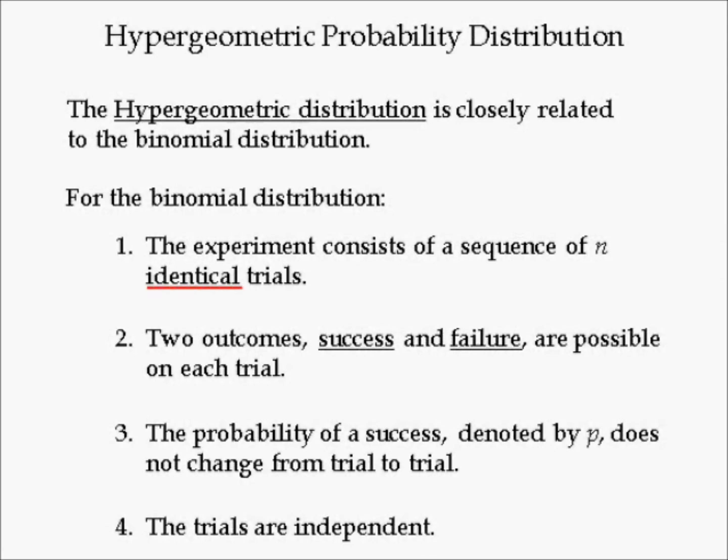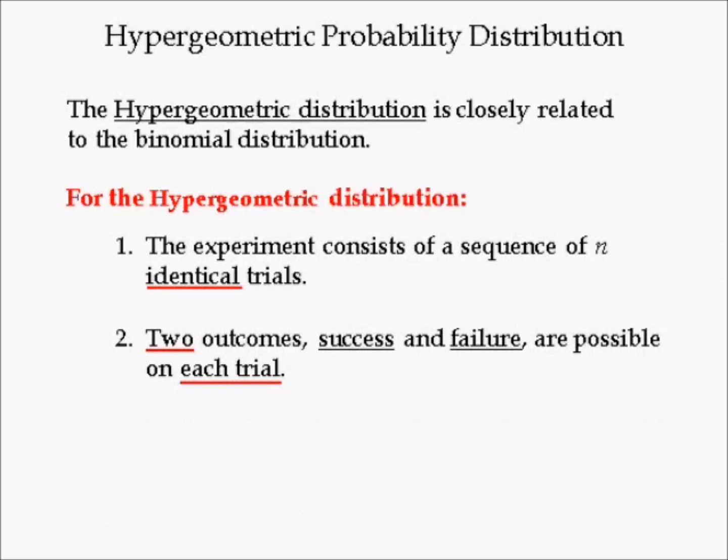Two, two outcomes, success or failure, are possible on each trial. Three, the probability of success, denoted P, does not change from trial to trial. Number four, the trials are independent.